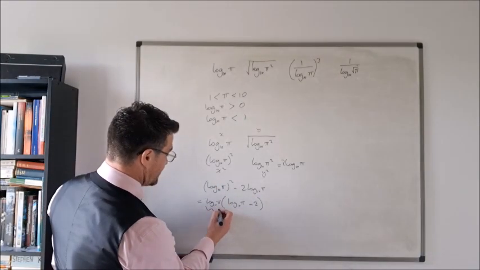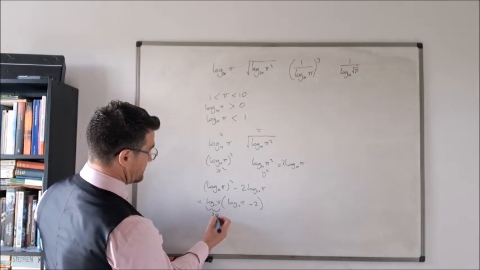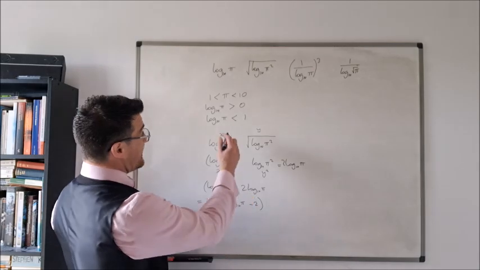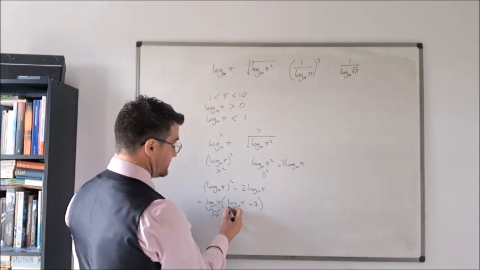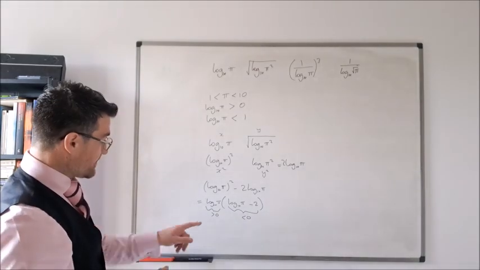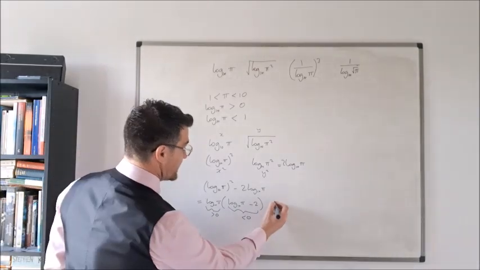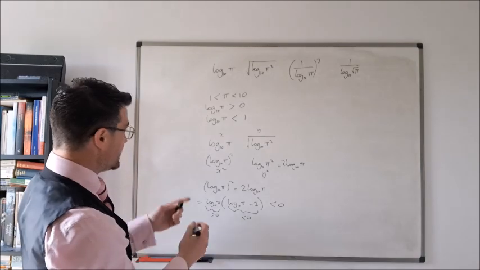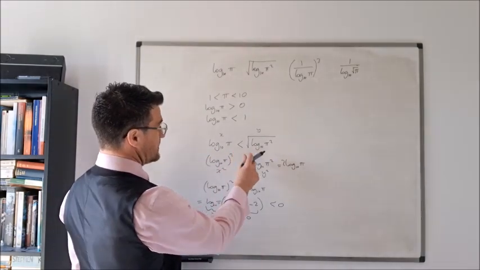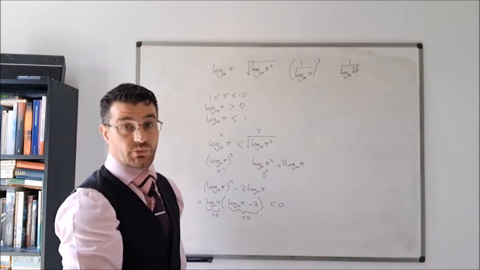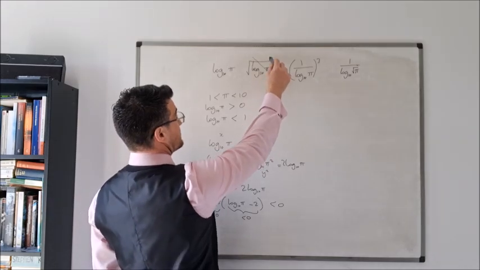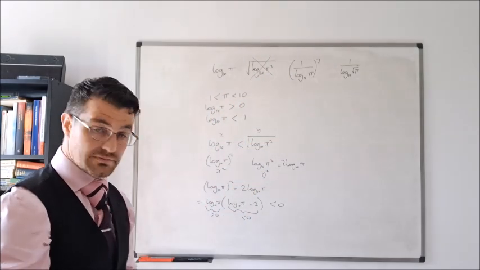Well, that's going to be greater than 0. Okay. But this, log to the base 10 of pi, remember, is less than 1. So this is going to be less than 0. So something positive times something negative is going to be something negative. What does that tell me? Log to the base 10 of pi is going to be less than the square root of log to the base 10 of pi squared. Okay, so this can't be the smallest value of these four.